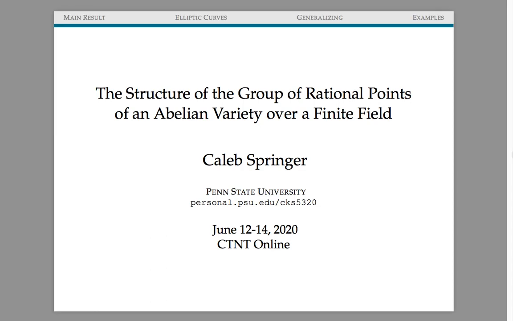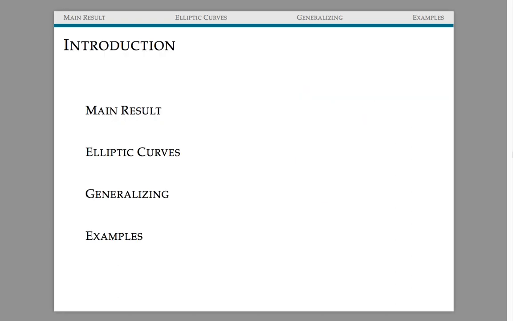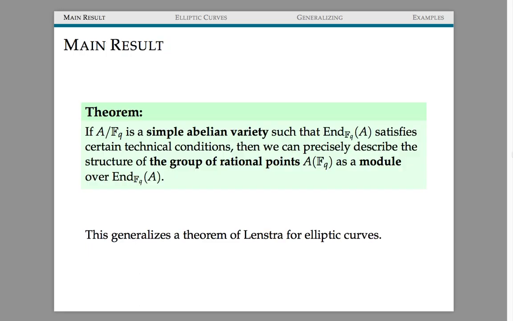My name is Caleb Springer, and I am talking about the structure of the group of rational points of an abelian variety over a finite field. I'm going to start by giving a taste of my main result, which is about abelian varieties of arbitrary dimension, back up to talk about the elliptic curve case first, really state the main result after that as a part of the generalization, and we'll wrap up with some examples that show what's really going on.